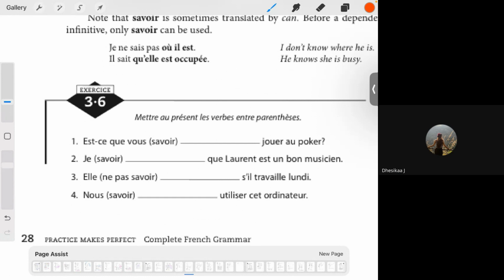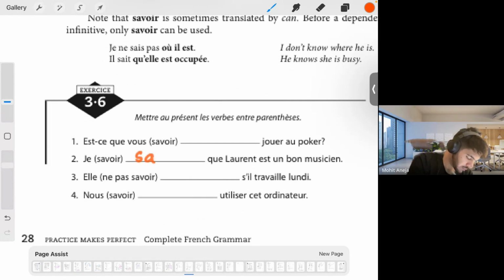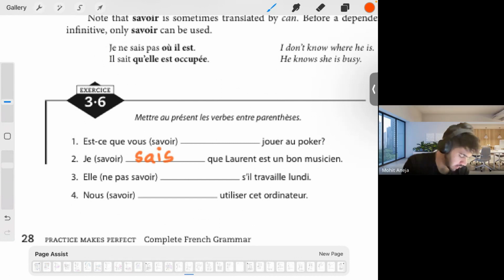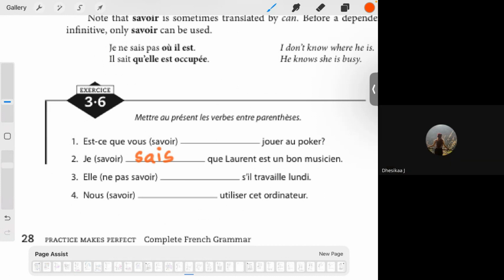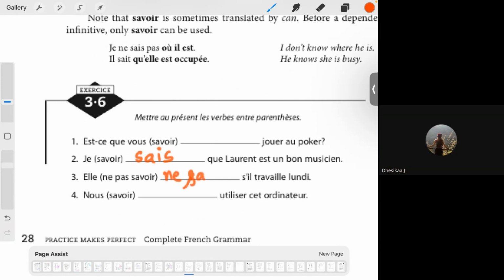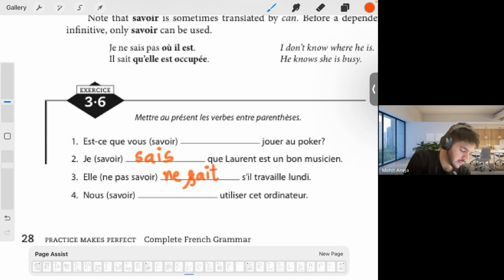How will you say je with savoir? Je sais. Spelling? S-A-I-S, exactly. How will you say ne pas savoir, I mean with negation? Elle ne sait pas. And what's the spelling of sait? S-A-I-T, very nice. Il ne sait pas s'il travaille lundi. Make sense?